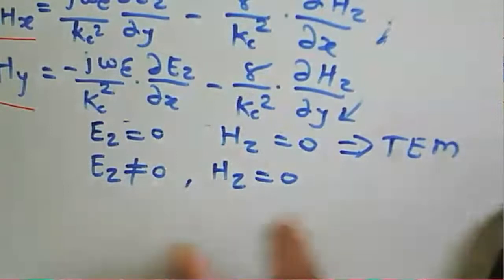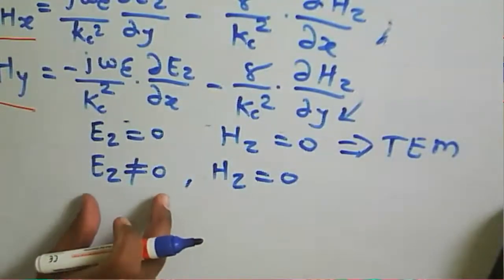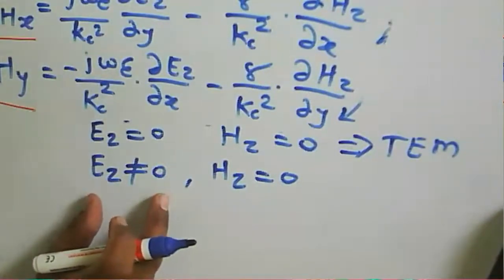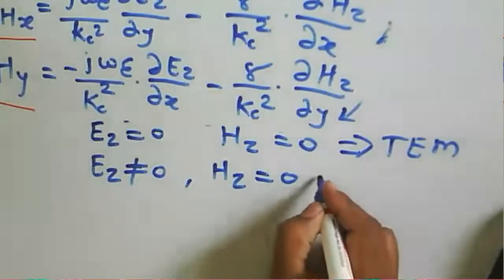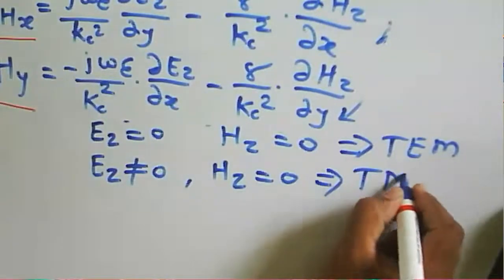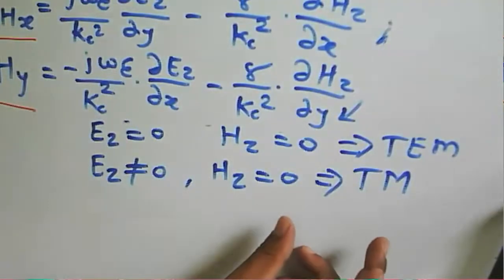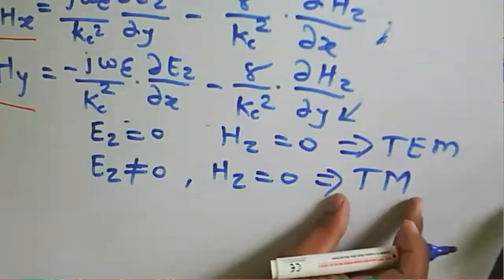Here Hz is 0. Here the longitudinal component Ez is there. But the wave has a magnetic field component that is perpendicular to the direction of propagation. That's why that wave has a transverse magnetic field component. So that's why we say that when Hz is equal to 0, there is a TM wave.